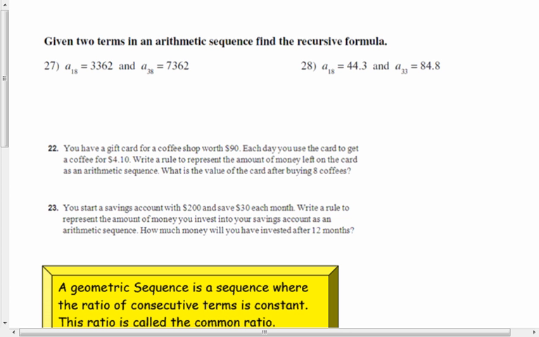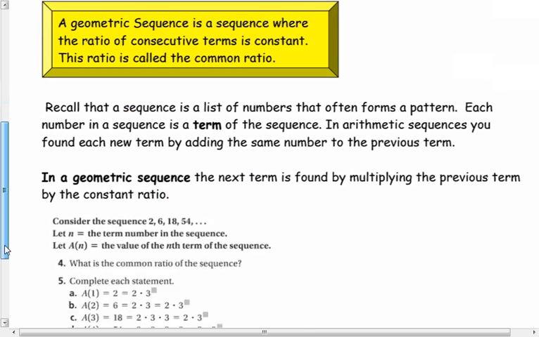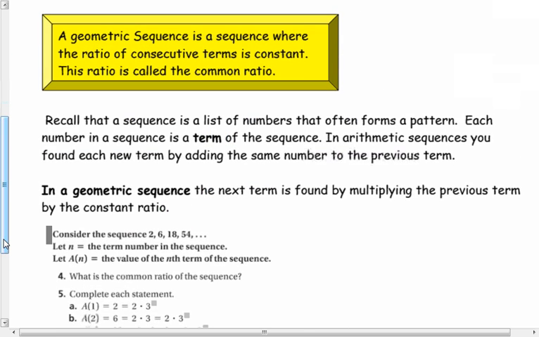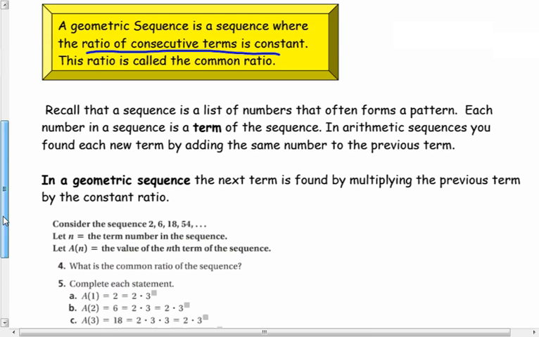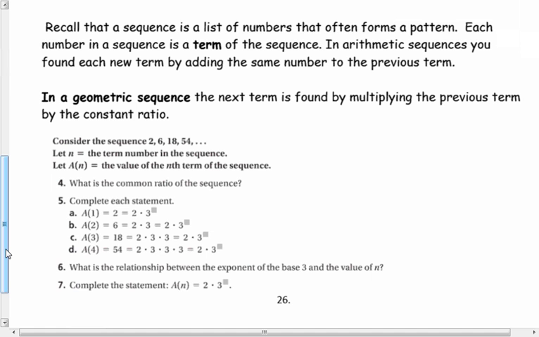All right, we're going to look at one other type of sequence here, which is called a geometric sequence. A geometric sequence is a sequence where the ratio of consecutive terms is constant. So we have a constant ratio. This ratio is called a common ratio. Okay, so if you divide each of the entries by the same number and you always come up with the same thing, then it's considered a geometric sequence.